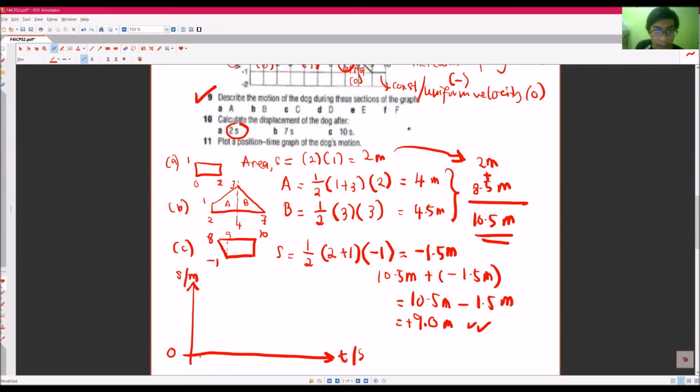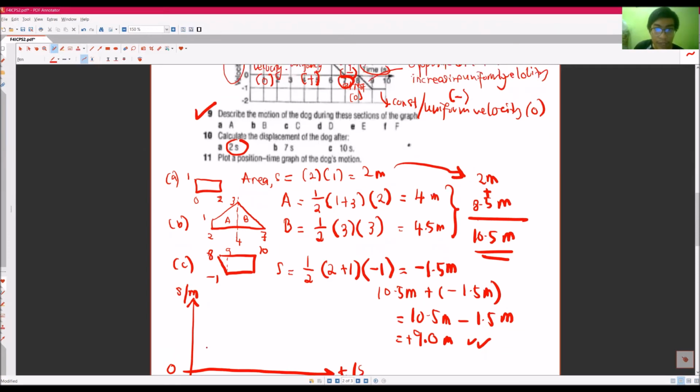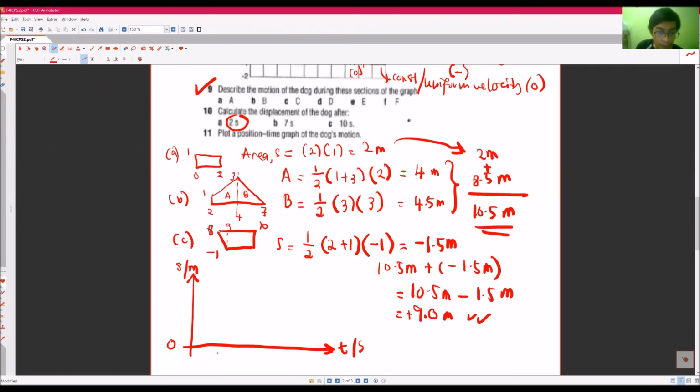So during how many seconds here? We have 2, 7, 10. You just need these 3 points. It doesn't need to be very detailed here. During 2 seconds, it moved 2 meters, so we got 2 here. And then after 7, it moved to 10.5. Make it the highest, 10.5.